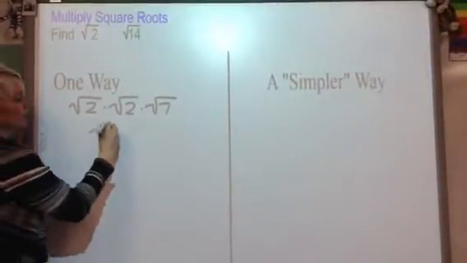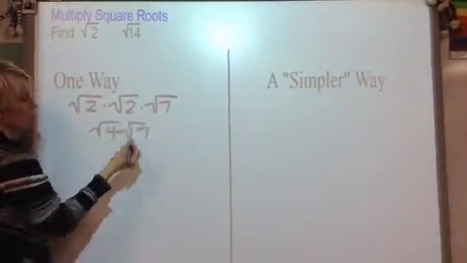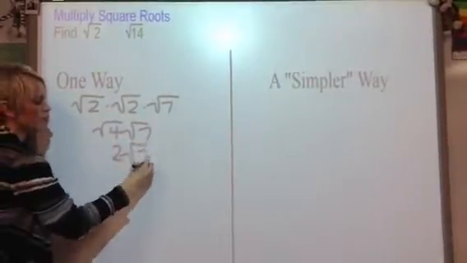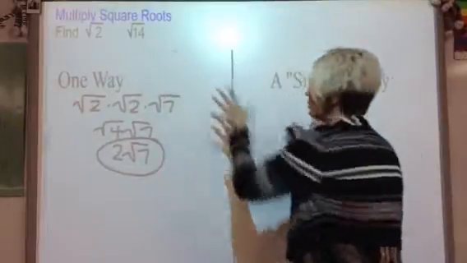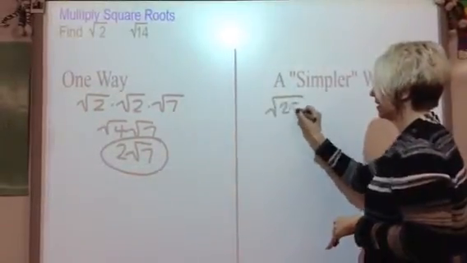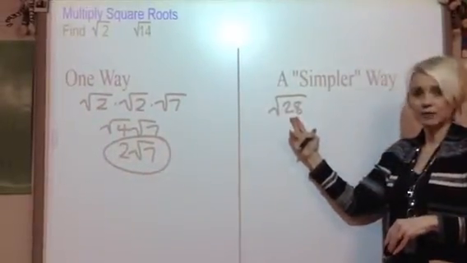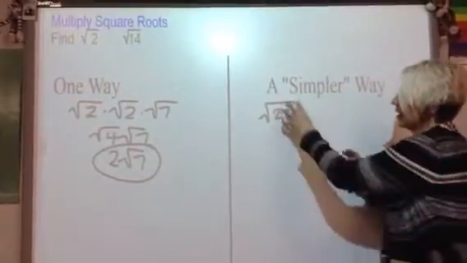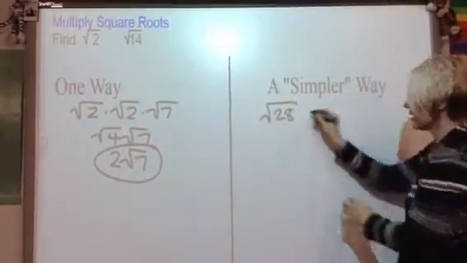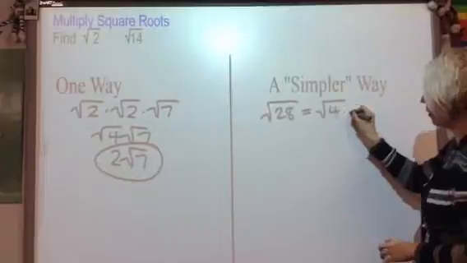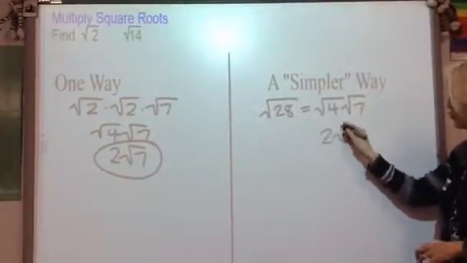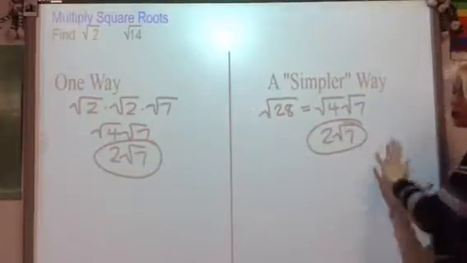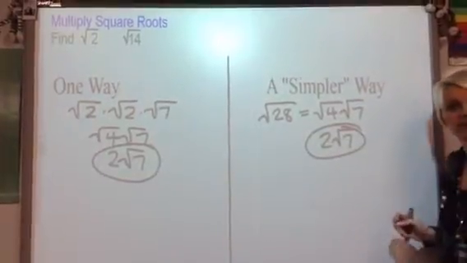Then you would have radical 4 times radical 7, which simplifies to 2 radical 7. Now what I would do is just multiply inside so that I have 2 times 14, which is 28. And then I know the greatest perfect square I can divide out of here is a 4. So this would be radical 4, radical 7, which simplifies to 2 radical 7. Now you can choose either method, but try the examples in your notes.